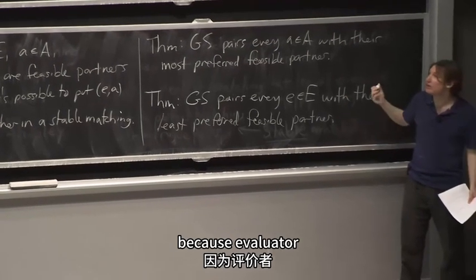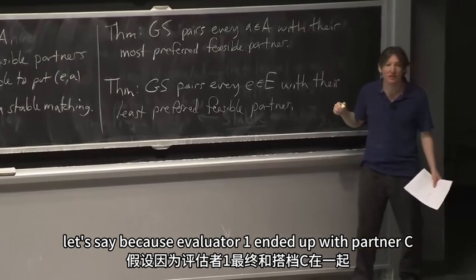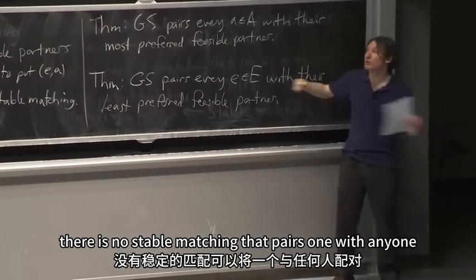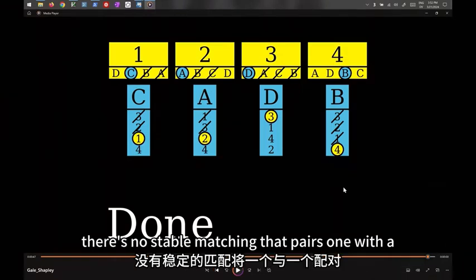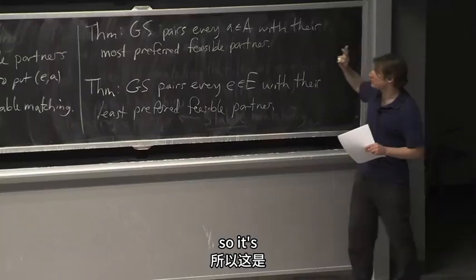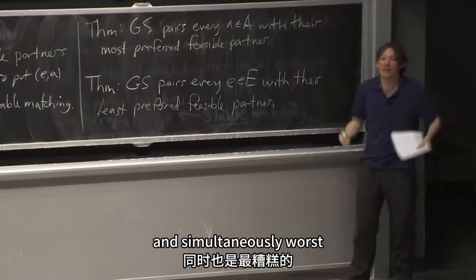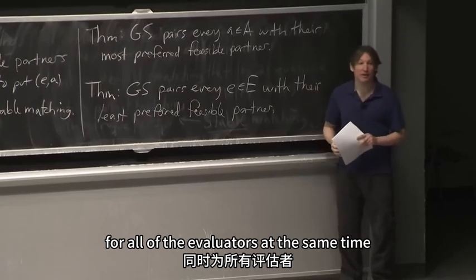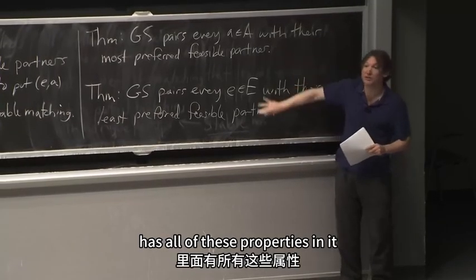Because evaluator 1 ended up with partner C, there is no stable matching that pairs 1 with anyone worse than C. There's no stable matching that pairs 1 with B. There's no stable matching that pairs 1 with A. So it's best for all of the applicants at the same time, and simultaneously worst for all of the evaluators at the same time. This single matching that Gale Shapley returns has all of these properties in it.